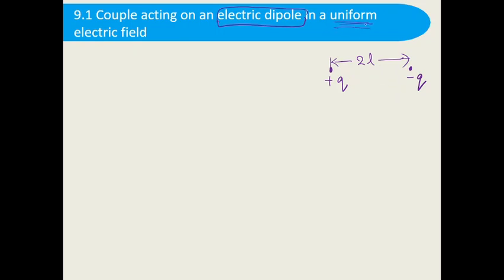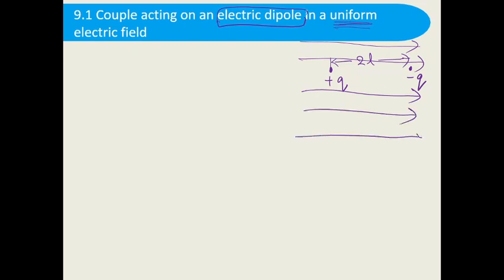Now if it is kept in a uniform electric field, that means this is a uniform electric field E bar. So what we are going to get is a couple. Couple means torque. What do you mean by couple or torque?